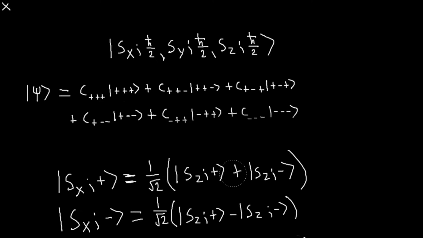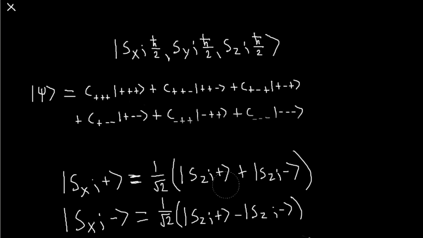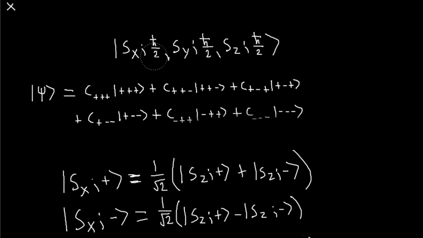So that's strange, but the motivation for why this might be true is that if you measure, say, Sx and you get spin up, then classically you would think that if you measure the x component of the angular momentum, that has no effect on the z component of the angular momentum.